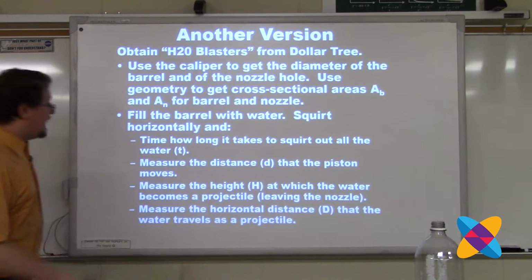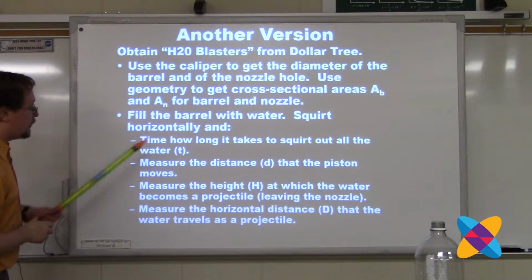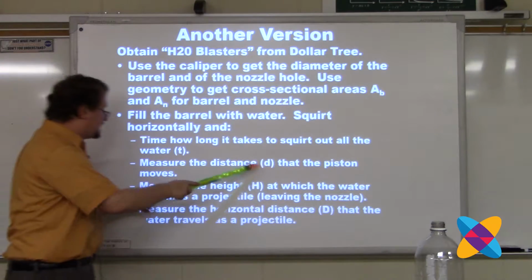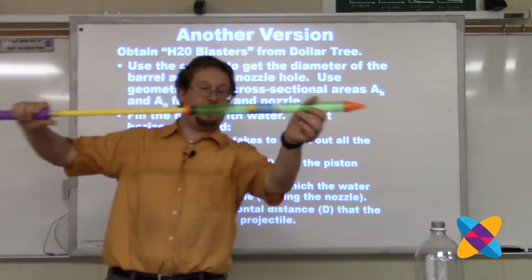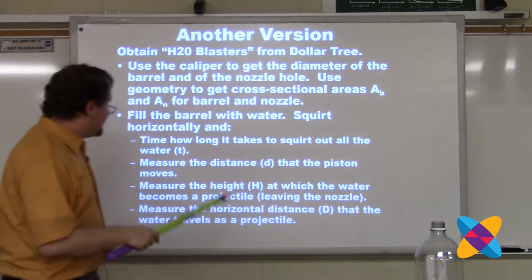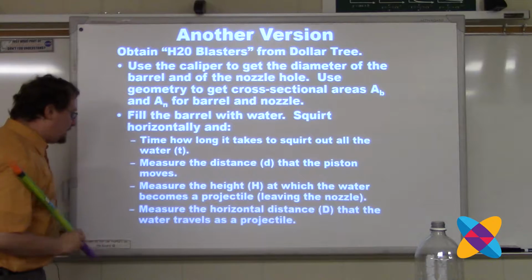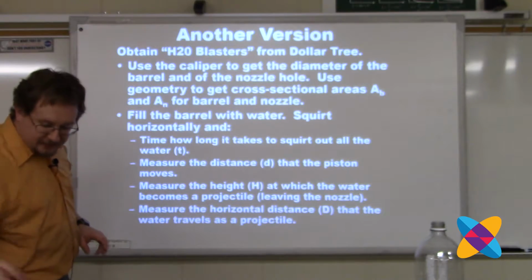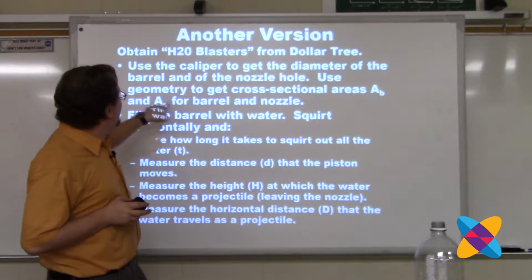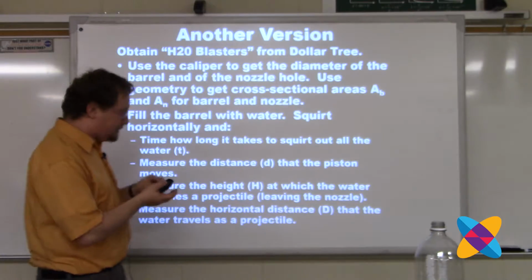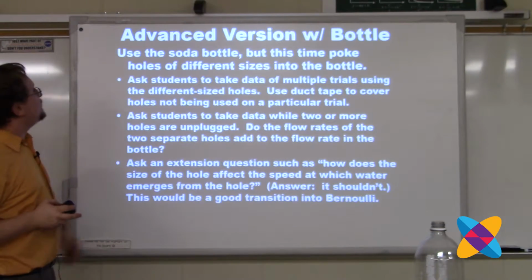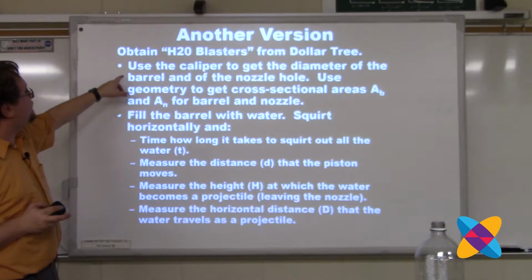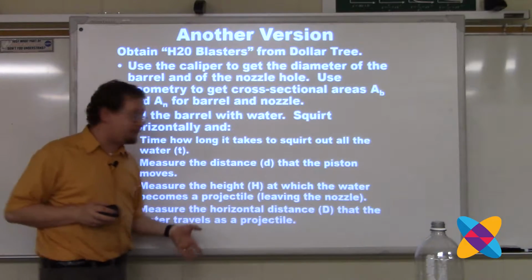So what do we get? Time how long it takes to squirt all the water out. Measure the distance d that the piston moves, the distance from here to here. We also get the height that the water becomes a projectile, the horizontal distance that the water shoots as a projectile, and we have both the area of the nozzle and the area of the barrel. That's what we want. So once again, you're going to do the exact same procedure.